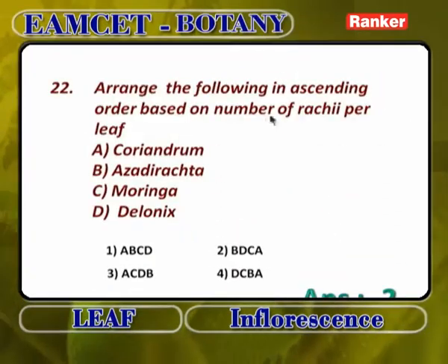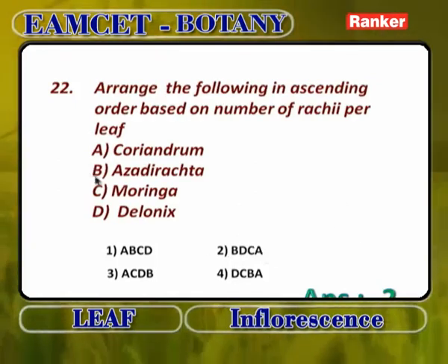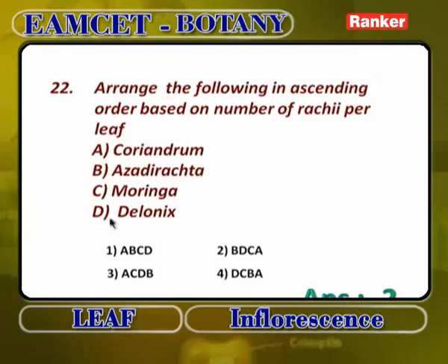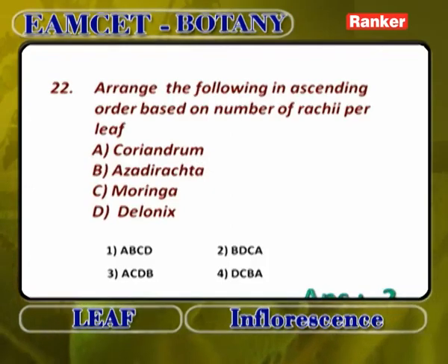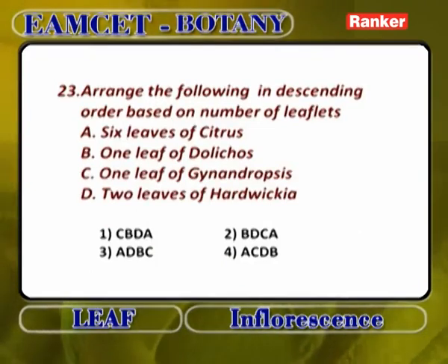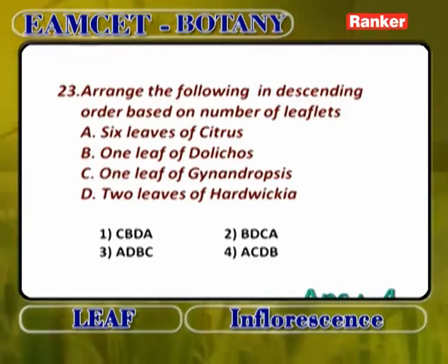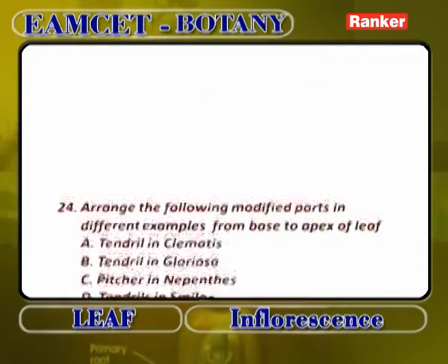Arrange the following in ascending order based on the number of rachis per leaflet. For this the answer is B, D, C, A. Azadirachta only first rachis, Delonix 2 rachis, Moringa 3 rachis, and Coriandrum many rachis. Just now this question was asked and explained. Next. Arrange the following in descending order based on the number of leaflets. 6 leaflets in citrus, 1 leaf in Dolichos, 1 leaf in Gynotropsis, 2 leaves in Hardwickia. Answer is ACBD. Next, ACDB.